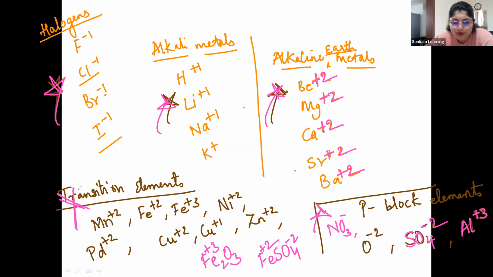You won't use this so early. Only these, if you write also, is fine: P block, alkali, alkaline, halogens. From next time, if I tell you the next example, you can tell me. So write down the charges for yourself.